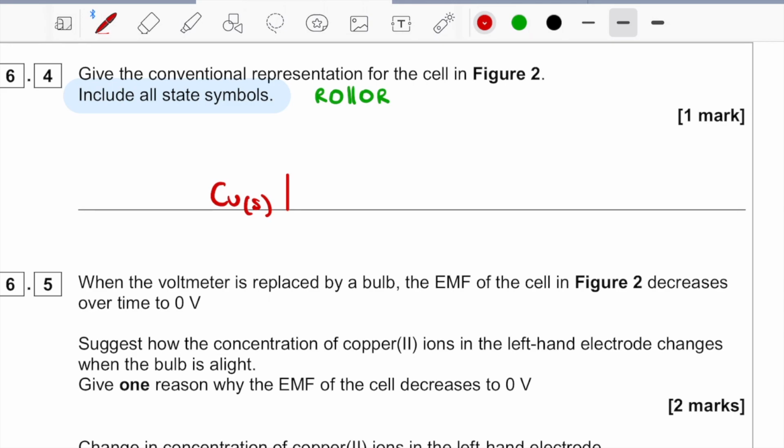So we've got solid copper. Then we've got our copper 2 plus aqueous ions. That's in our left-hand half cell. Then we've got the salt bridge. And then we've got exactly the same, but remember it's reduced, oxidized, oxidized, reduced. And so we end up with that. And that, to be honest, is probably the easiest cell diagram you might have to write in an exam question.